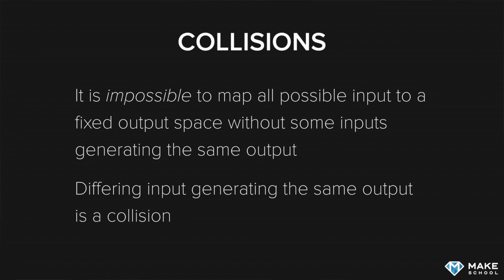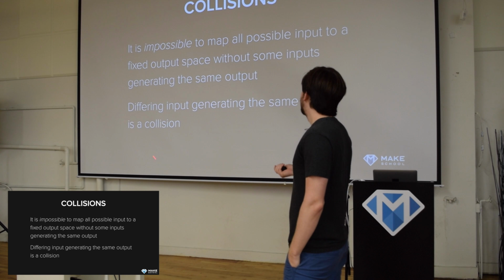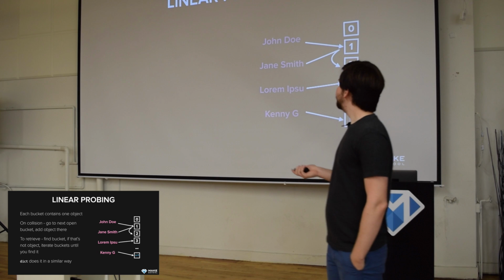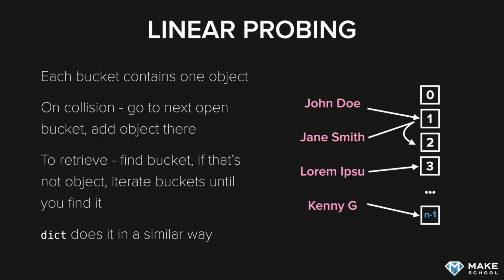Well, when that happens, it's called a collision, and there are 2 main ways that you can resolve this problem. Again, it's impossible to map all possible input to a fixed output space without there being collisions. It's just not physically possible. So differing input generating the same output is called a collision. The first way you can fix it is called linear probing.